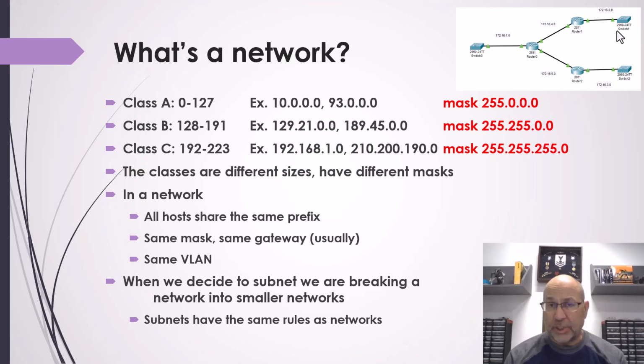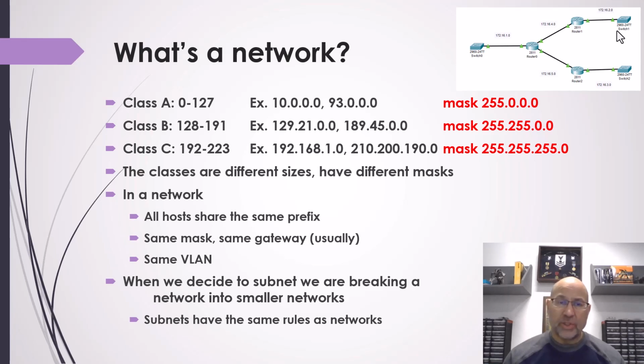In a little bit of foreshadowing here, what we also want to remember is that each one of these classes has a default or natural mask associated with it. So class A's are 255.0.0.0 and so on. The mask is really, really important to us. It tells us how big our network is, and it also tells us the address of the network.